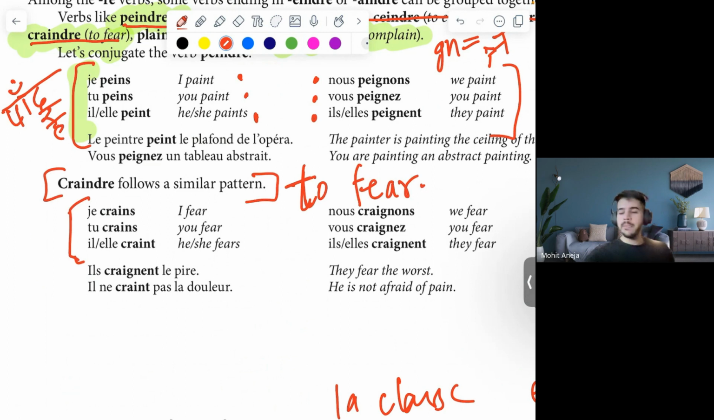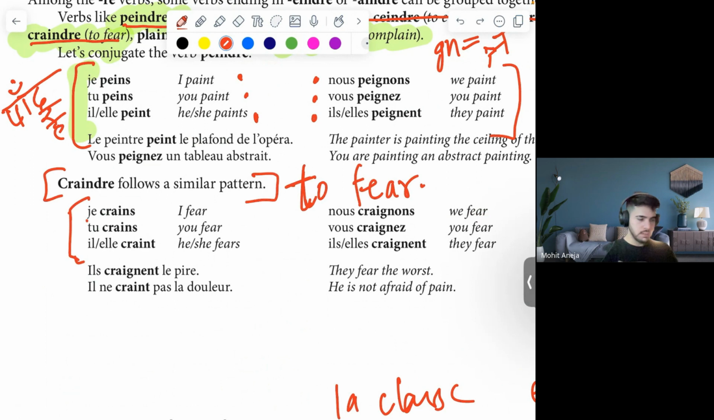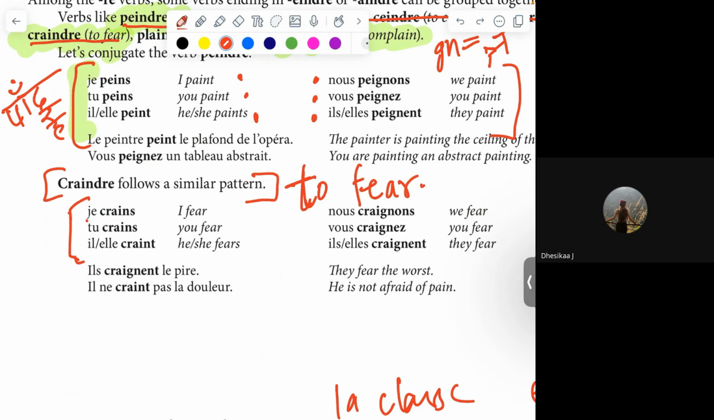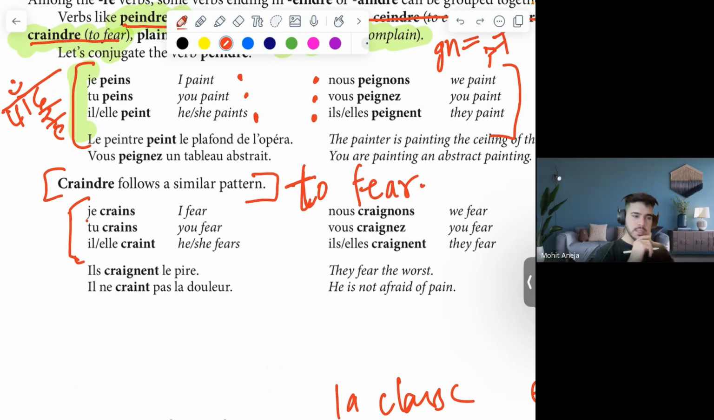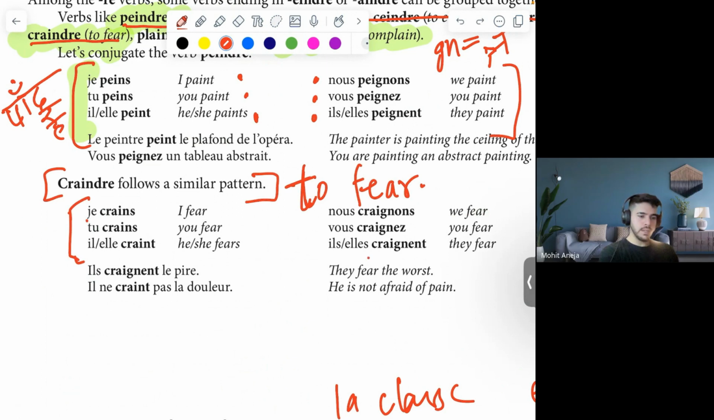We'll read the examples, but let's read out the conjugations. Let's do it this time like this. Hussein, read the first 2. Je crains, nous craignons. Very nice. Desika, next two: tu crains, vous craignez. Yes. And Hussein, last two: il craint, ils craignent. Don't say the a at the end.